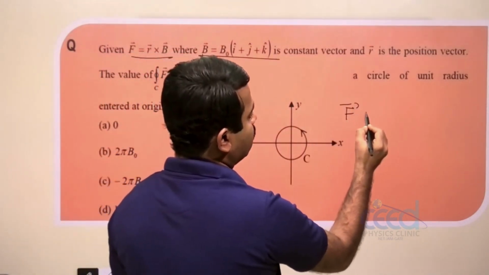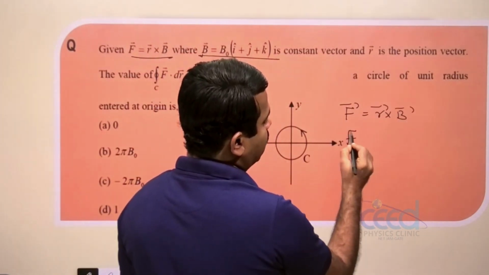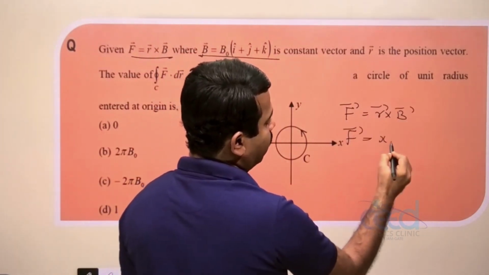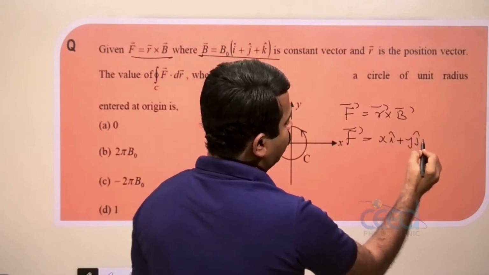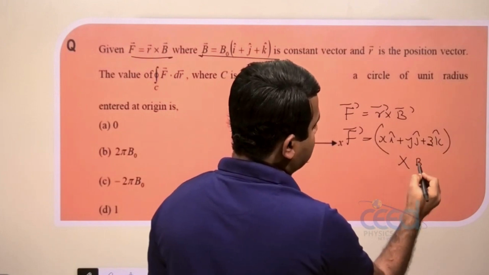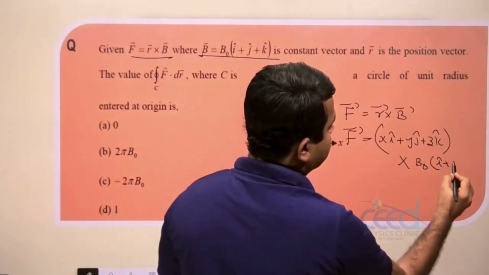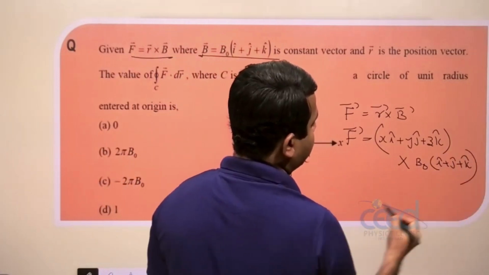F is equal to what? F is equal to r cross b. How do we find r cross b? F is equal to, that r is the position vector, x i cap plus y j cap plus z k cap, cross what is b? b is equal to b0 into (i cap plus j cap plus k cap), right?